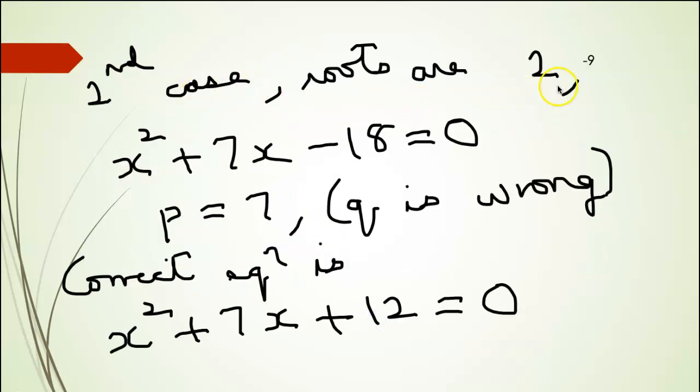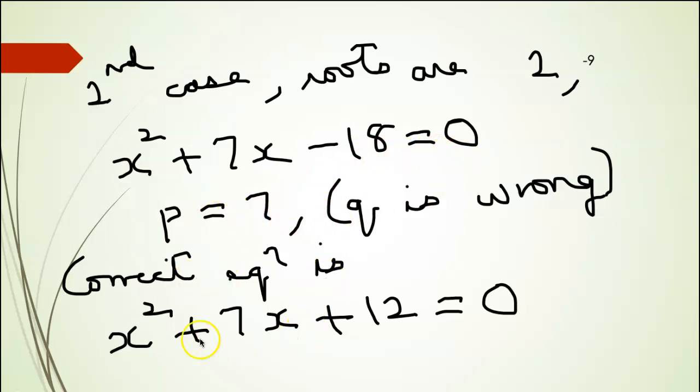And in the second case, the roots are 2 and minus 9. So using the formula x squared minus sum of the roots, I get x squared plus 7x plus product of the roots, I get minus 18 equal to 0. So p is 7 and q is wrong here.